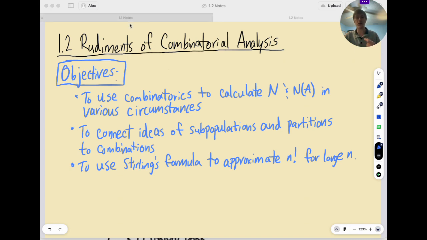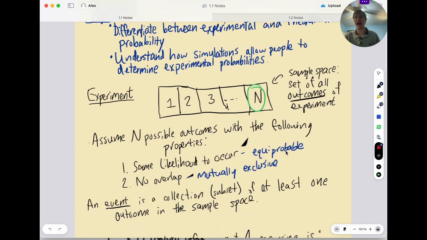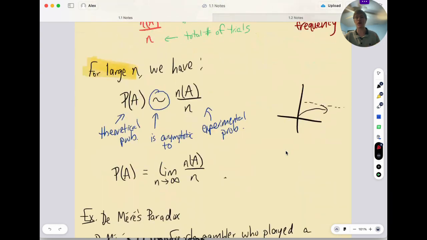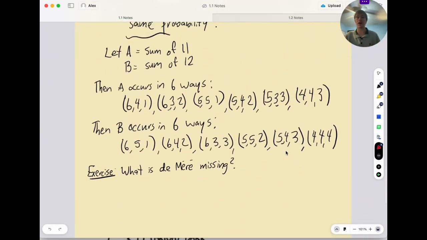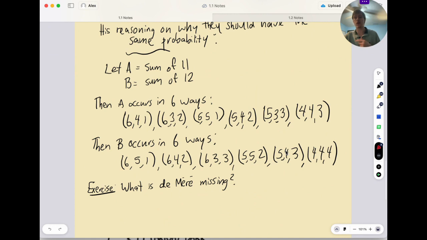But before we start 1.2, I want to go back to a question that I asked last time in section 1.1, which was de Méré's paradox. Essentially, if you roll 3 dice and take the sum, it's more likely to get a sum of 11 versus 12. And de Méré argued, well, wait a minute, they should actually occur with equal probability, because rolling a sum of 11 can occur in 6 ways, which are enumerated below, and rolling a sum of 12 can also occur in 6 ways. So what is the deal?